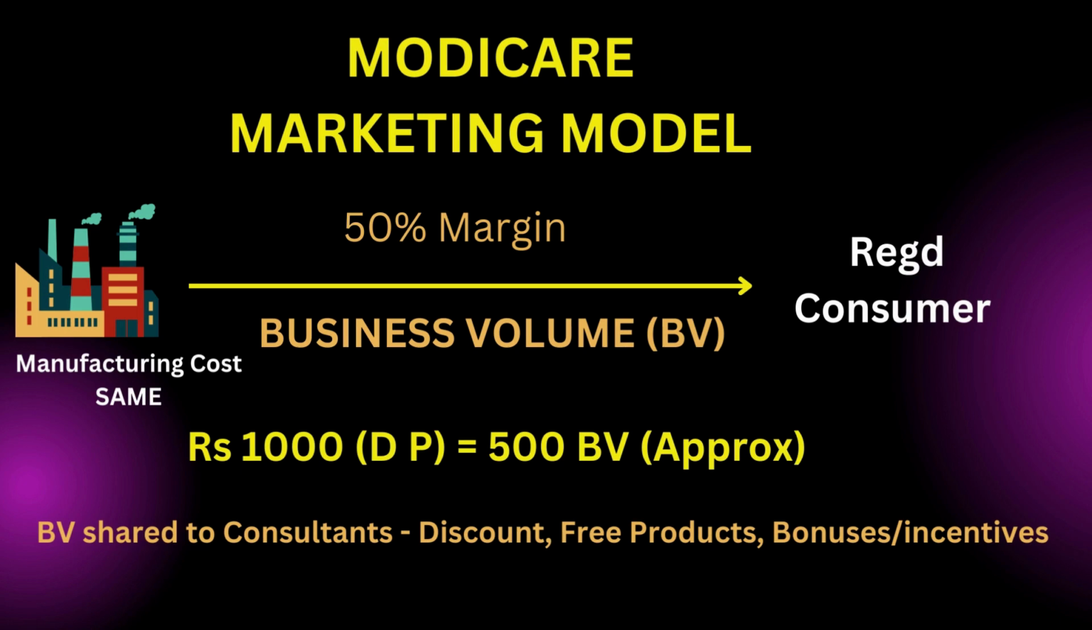Now let us take the case of the marketing model of Modicare. The manufacturing cost will remain the same, but since we do not have any middlemen, nor any advertisement by personalities, the product reaches the consumer directly. The 50% margin which is saved is known as the business volume or BV, which is roughly 50% of the distributor price. For example, for a basket of goods costing 1000 rupees distributor price, the BV will be around 500 approximately. This BV is shared with the consultants in the form of discounts, free products, bonuses, and cash incentives.